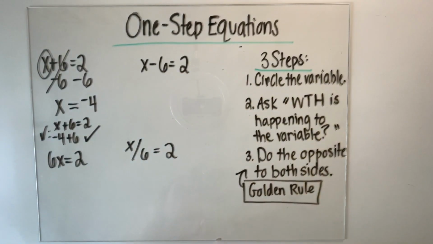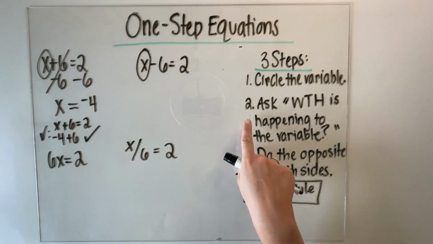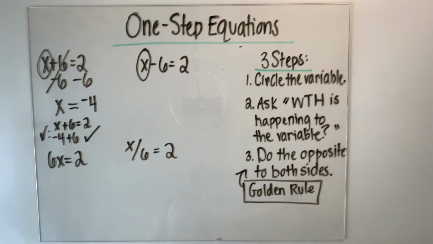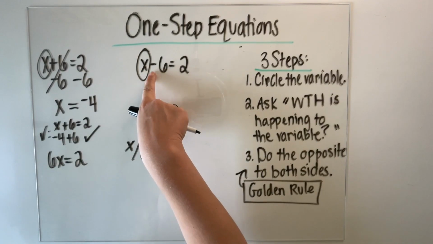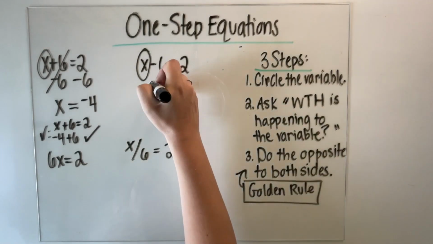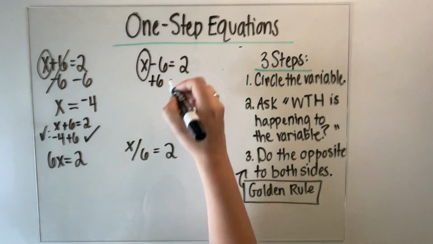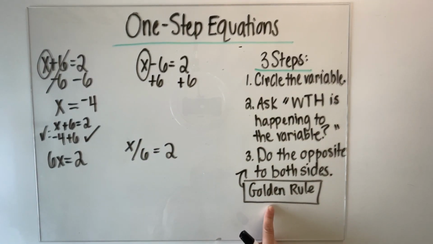In the next example, x minus 6 equals 2. Step number 1, circle the variable. Hi, x. Step number 2, ask, what the heck is happening to the variable? X, what the heck is happening to you? Oh, you're being subtracted by 6. Do the opposite to both sides. All right, well, if 6 is being taken away, then I'm going to do the opposite and add 6 to both sides, following the golden rule.